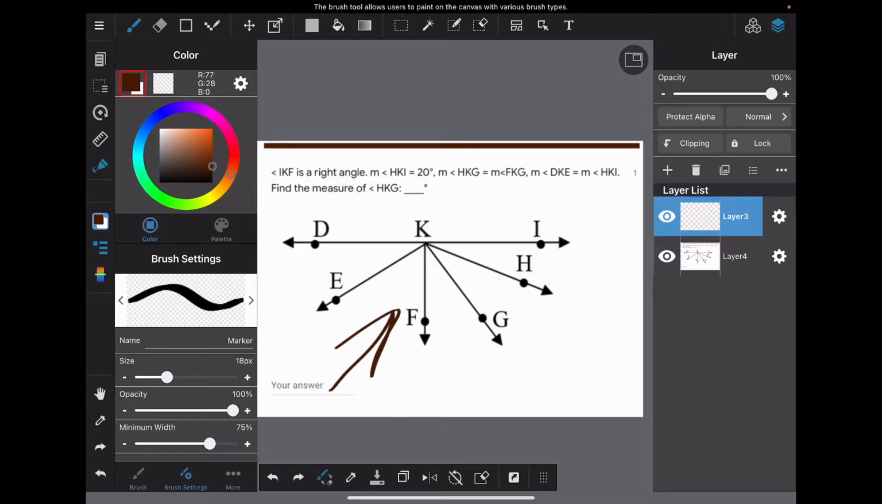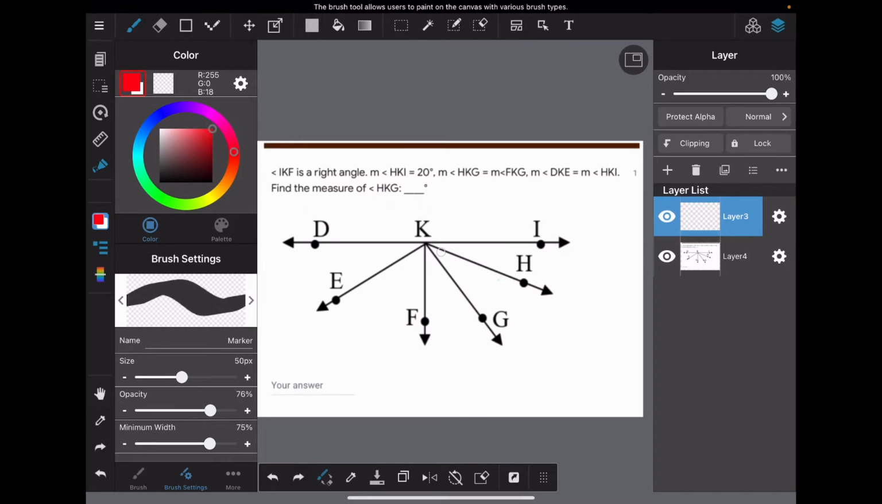Look at this. It's a math problem. Not only that, it's a complicated math problem. So many lines. I don't like them. Look at all these lines. Not only that, we have to find the measure of the angles. Well, let's just get it done.